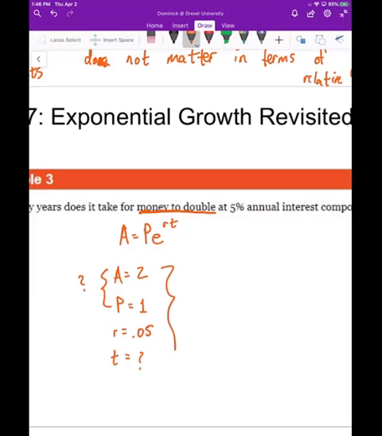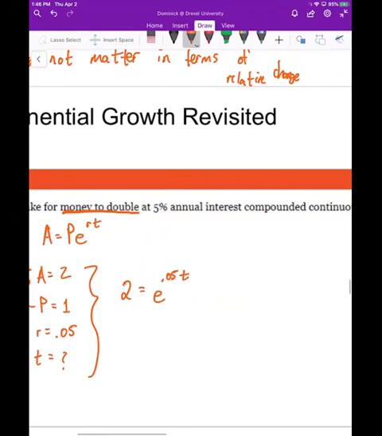Now, if we set all this up, we have 2 is equal to 1 times e to the 0.05 times t. And of course, we can convert this again to a logarithmic equation. And this is a natural log, because it's log base e of 2 is equal to 0.05t. So last but not least, we could say that t is natural log of 2 divided by 0.05.